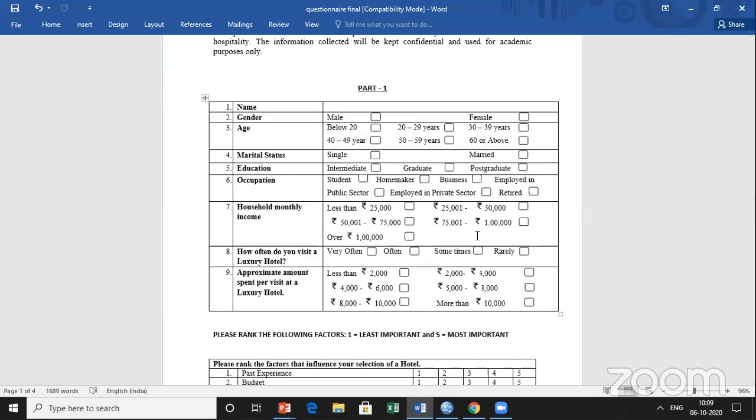Anyone? What is the data type we are using here? Is it actually a numeric data, or is it a continuous data, or is it a discrete data, or is it a qualitative data? What sort of data is it? You can unmute and then answer. What sort of data is it?